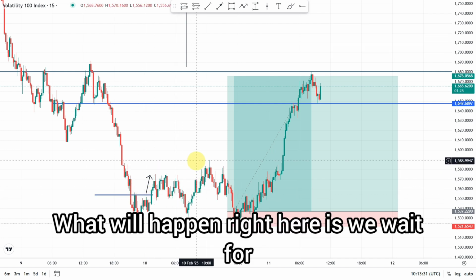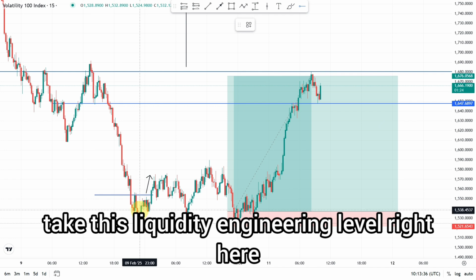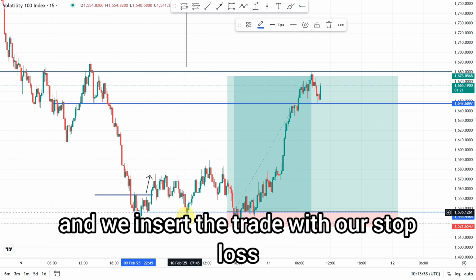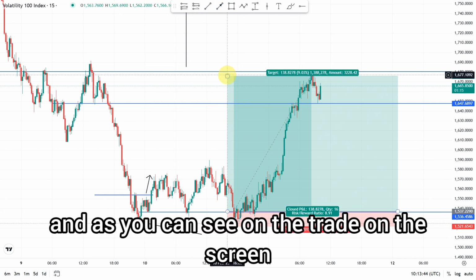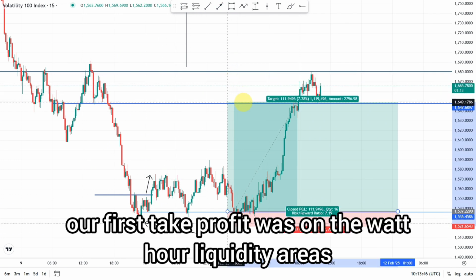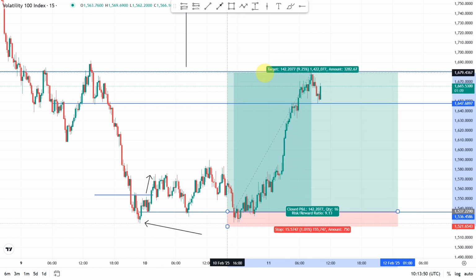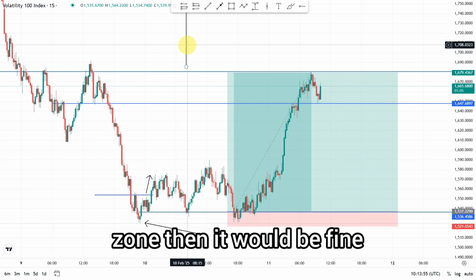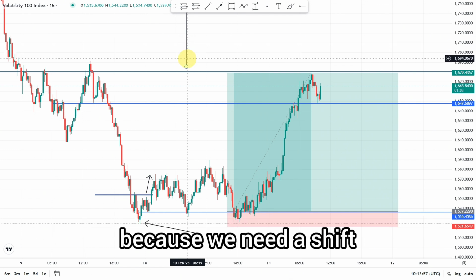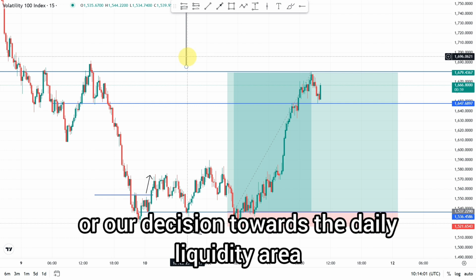What will happen right here is we wait for the market to come, take this liquidity engineering level right here, and we insert the trade with our stop loss aiming for this quick rejection right here. And as you can see on the trade on the screen, our first take profit was on the 1 hour liquidity areas, and our second take profit was on this level. Now if the market breaks past the 1 hour zone, then it will be fine, because we need a shift that will support our system or our decision towards the daily liquidity area.